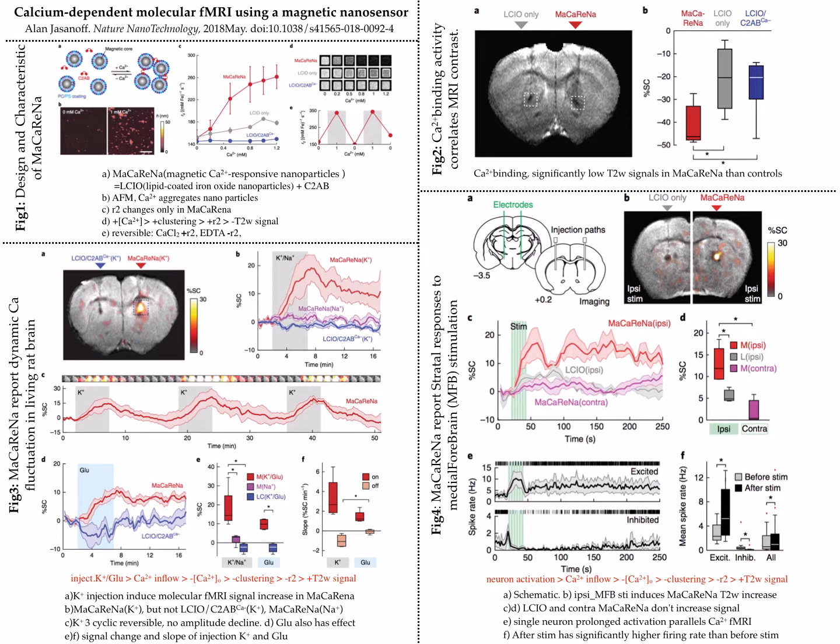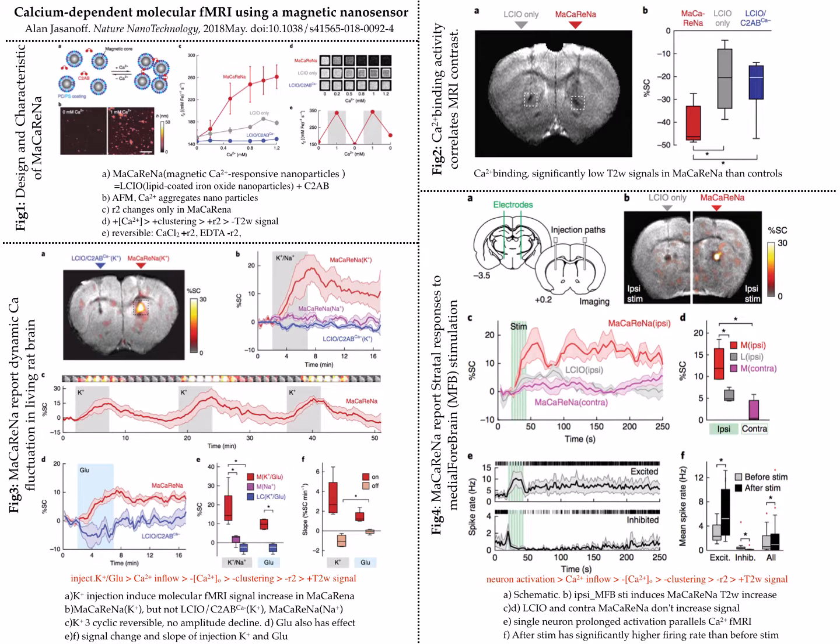Let's see figure 3. MaCaReNa can report dynamic calcium fluctuation in living rat brain. So the main logic is what I highlighted in red. If you inject potassium, it can, through an exchange mechanism, send the calcium into the cell. Or if you inject glutamate, it can open the NMDA receptor. There is a calcium channel that can be opened, and then the calcium can go into the cell. So the extracellular calcium concentration will drop.